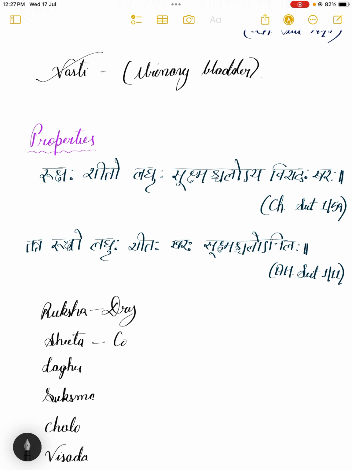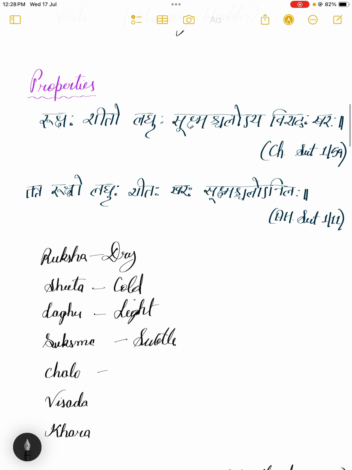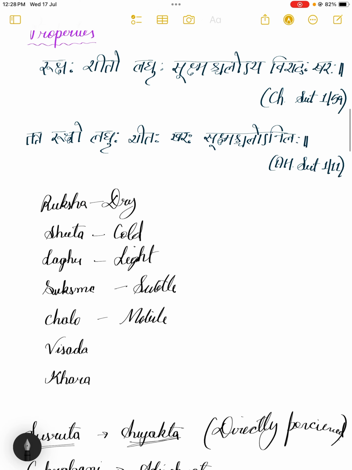Sheet means something which is cold. It means the Vata will be cold in nature. Laghu, it will be light in nature. Sukshma, it will be subtle in nature. Chala means it will be mobile in nature. And Vishada means it will be spotless and clear.